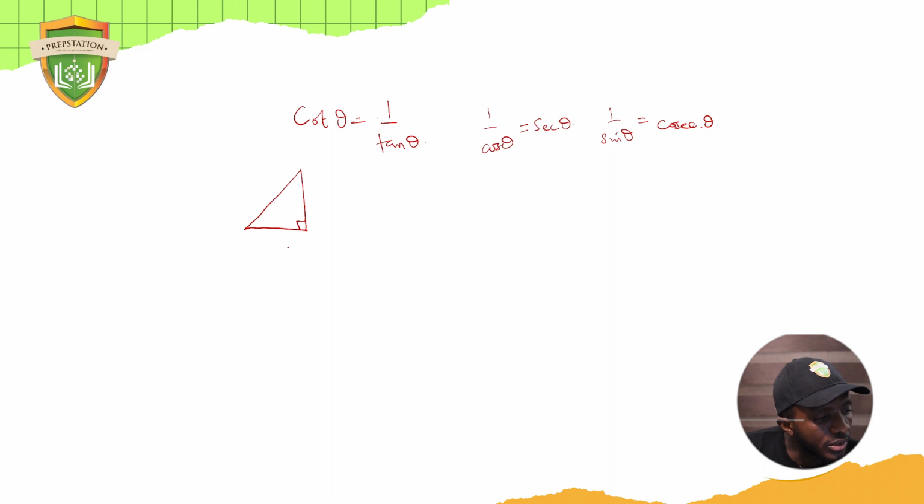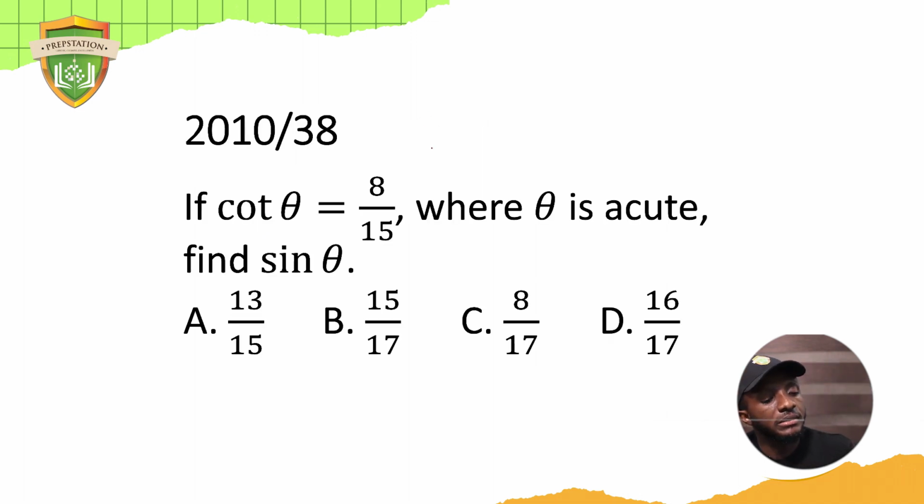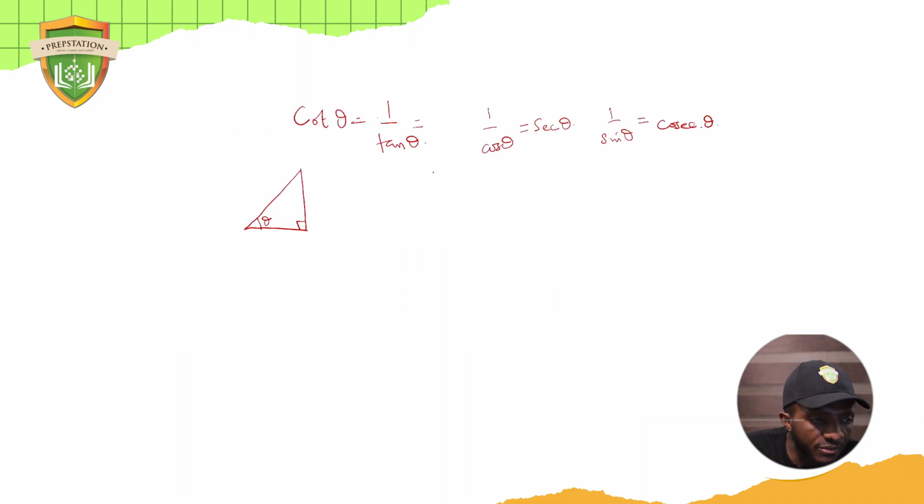Now let's go back to work. It says theta is acute. Now if 1 over tan theta is what cot theta is, then what that means, simply, remember we're told that this gives you 8 over 15. So this is 8 over 15.